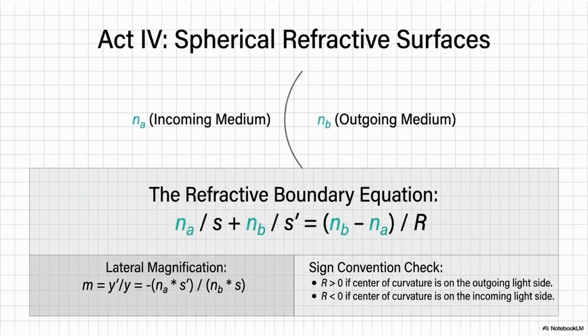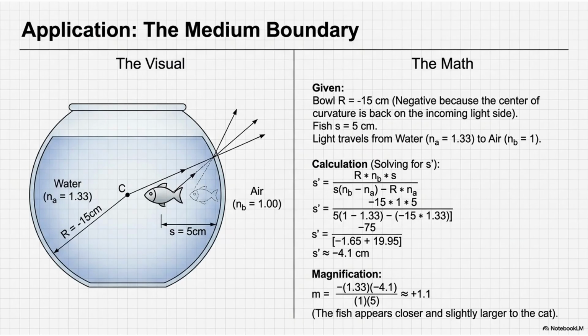It looks complex, but it's just adding the density of the materials into the mix. The Na is the refractive index of the incoming medium, and Nb is the index of the outgoing medium. Like moving from water to air. Exactly, which perfectly sets up slide 11. Moving to slide 11, we get to apply this to the classic fishbowl problem. Well, this is a staple of optics classes.